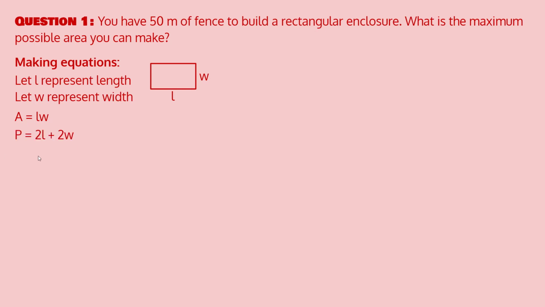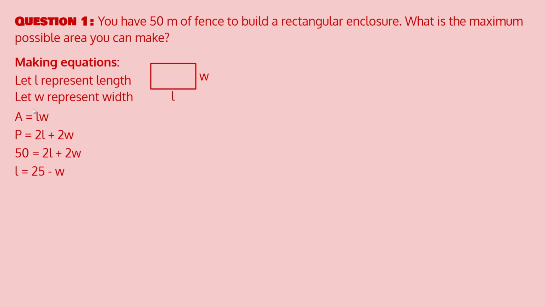Well, we know that the perimeter is 2 times the length plus 2 times the width. And in this case it says we have 50 meters of fencing, so the perimeter is 50 meters. Now we can rearrange to isolate one of the variables. I chose to isolate length. So we get length equals 25 minus the width.